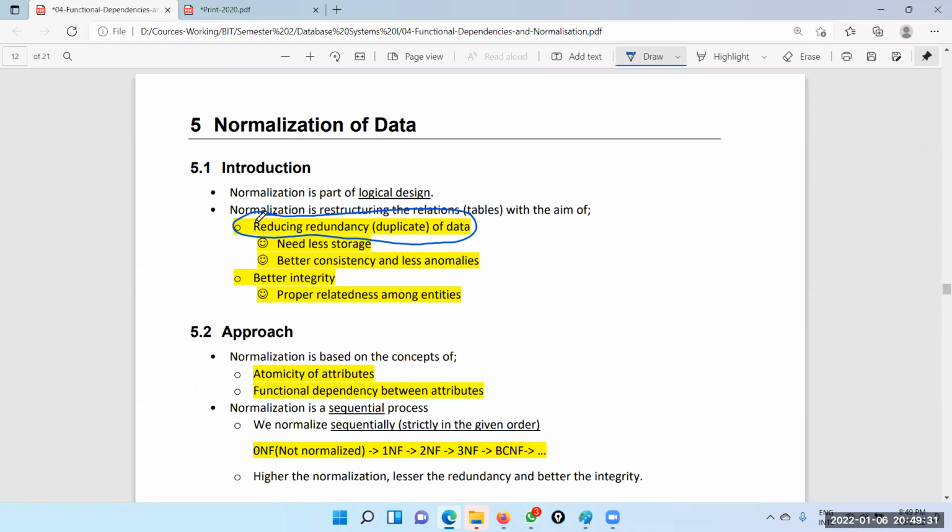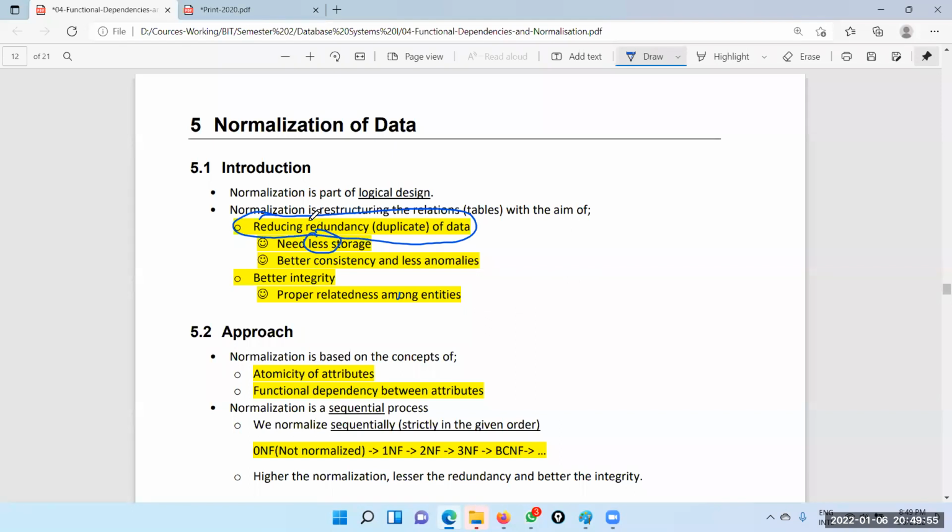So why don't we like duplication of data? When you have the duplication of data, it means the same data is duplicated in the same table or maybe different tables. Right? So when you have redundancy, of course we need, actually there's a small issue here. It says not need less storage.